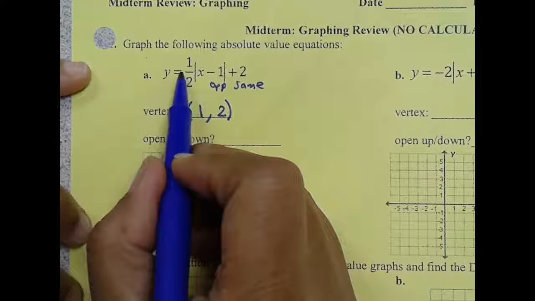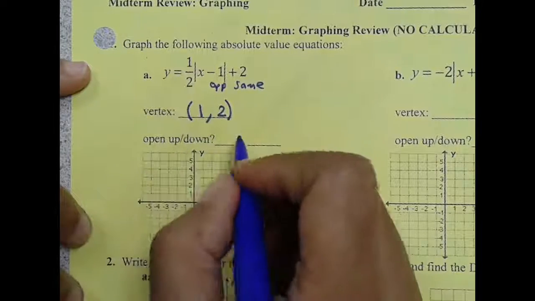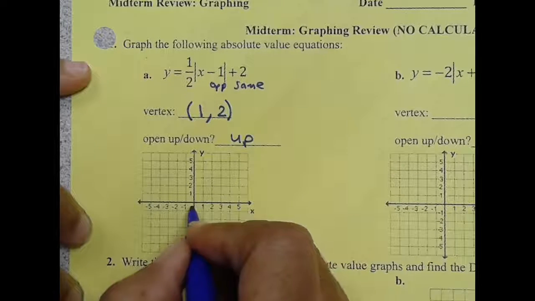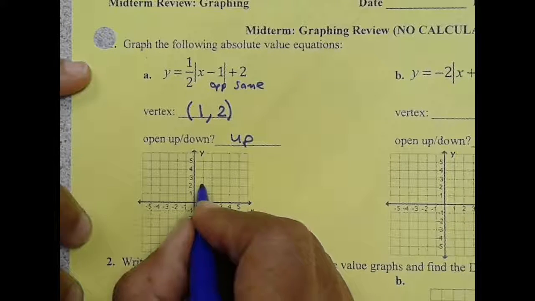Up or down, we look at the number in front of the absolute value. If it's positive, it's up. If it's negative, it's down. This one's positive, so it'll be up. All right, so let's go ahead and start off with the graph, starting with +1, 2.